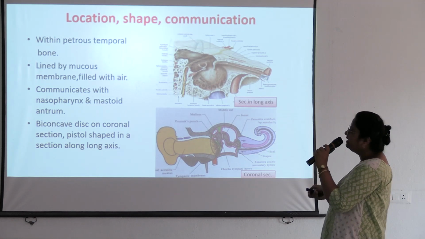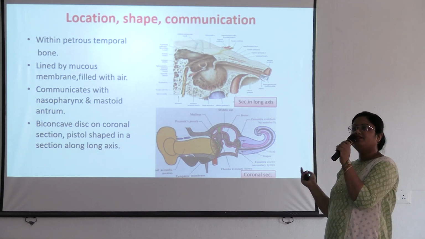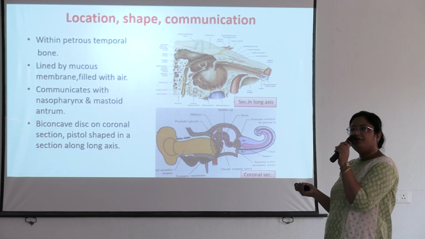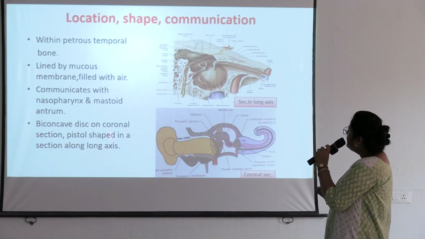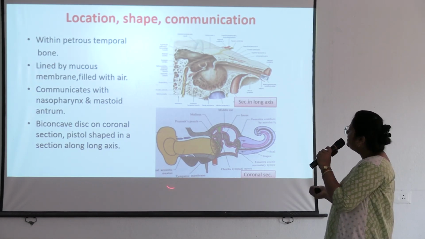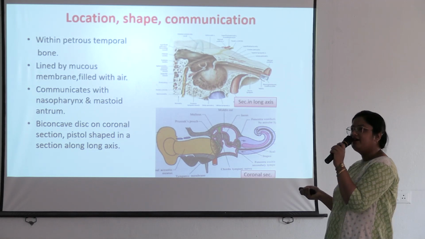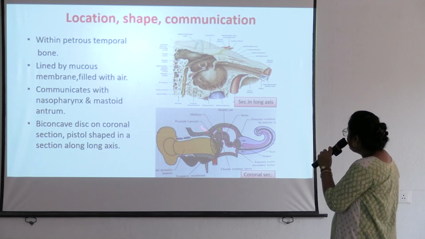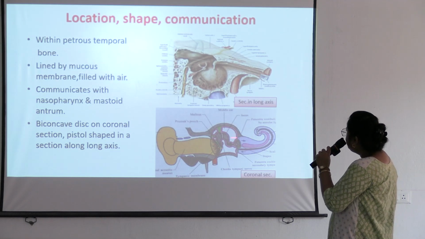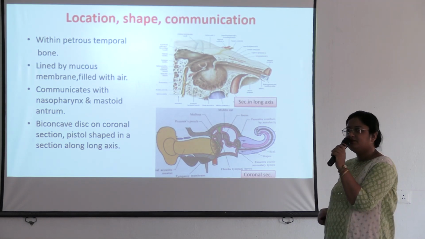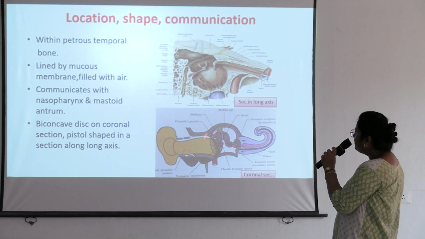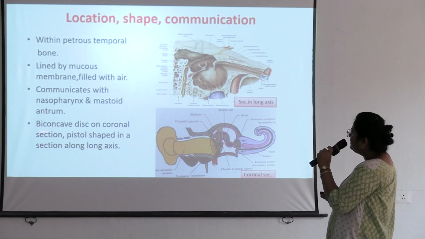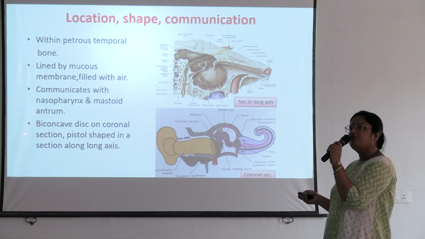The mastoid antrum lies within the mastoid process of the temporal bone. So these are the 2 communications of the middle ear. And what is the shape? It looks like a biconcave disc on coronal section. Upper part is broad, lower part is broad, and the middle part is constricted. So it has a biconcave shape on coronal section and is pistol shaped in a section along the long axis.